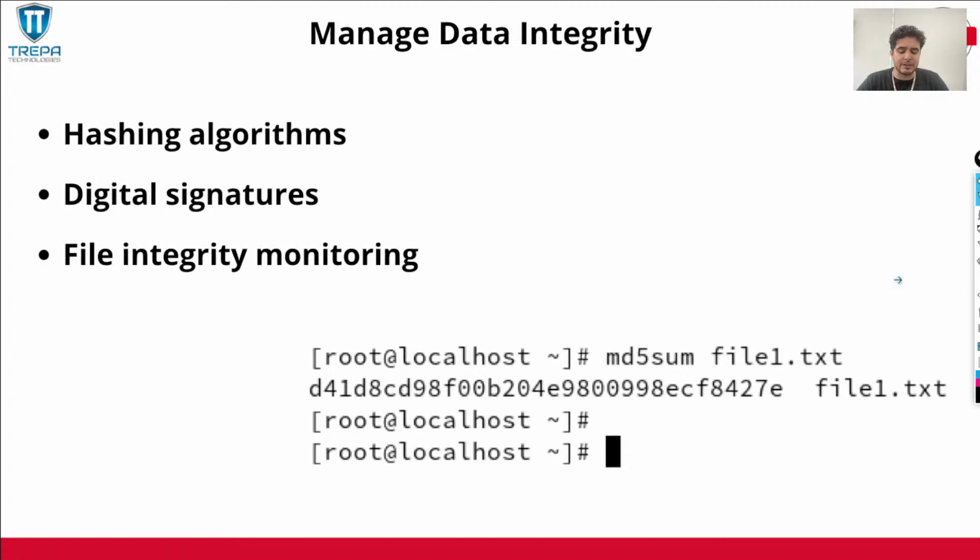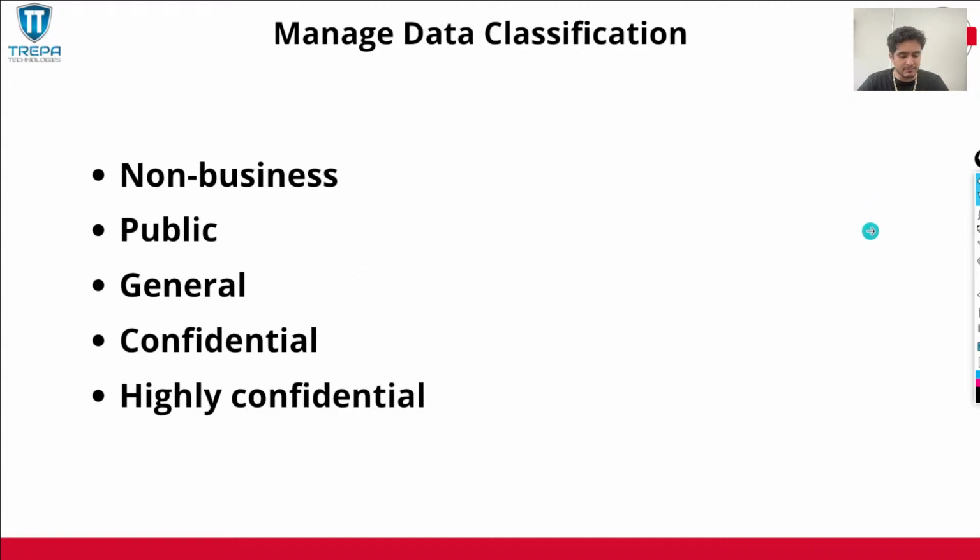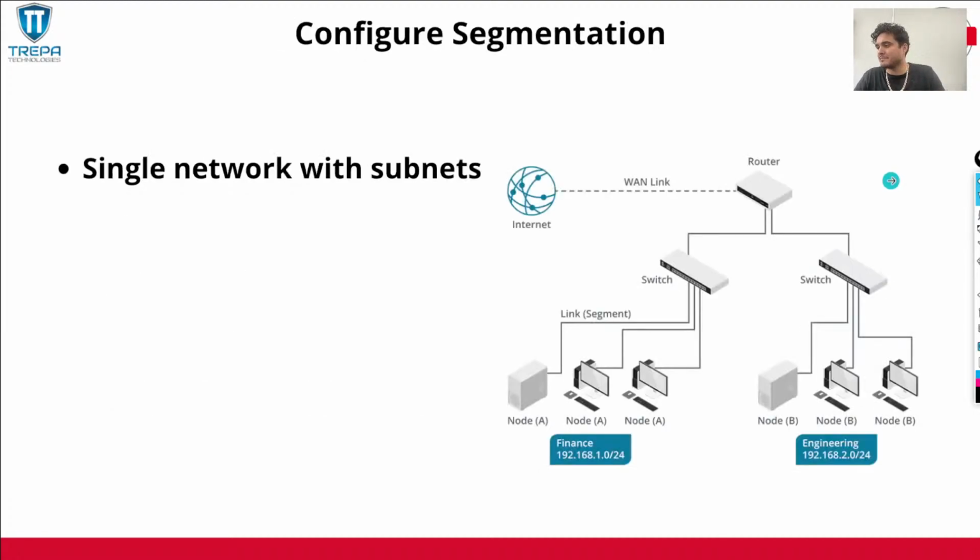So, manage data integrity. We have different hash algorithms, different signatures, and file integrity monitoring. The different hashing algorithms we have include SHA and MD5. SHA-256 and SHA-512 are going to be our most secure hashes. Then let's talk about data classification. In the private sector, these are just some of the ways we can identify and classify traffic: non-business, public, general, confidential, or highly confidential. In the government, we have different ways to classify: unclass, confidential, secret, and top secret.